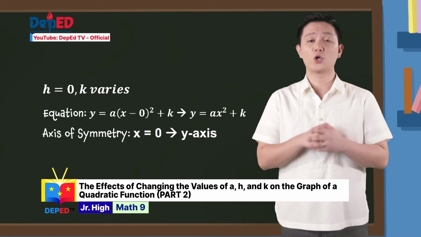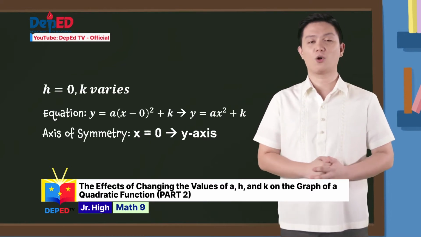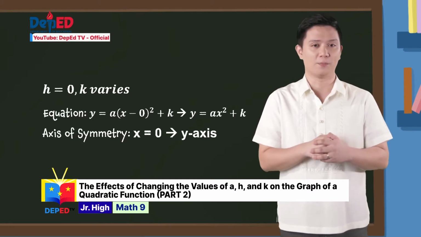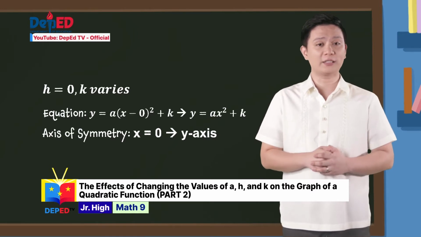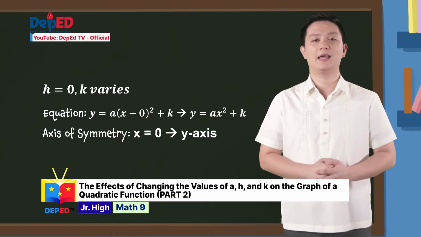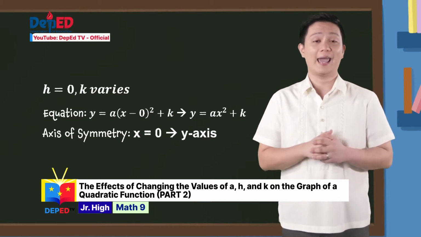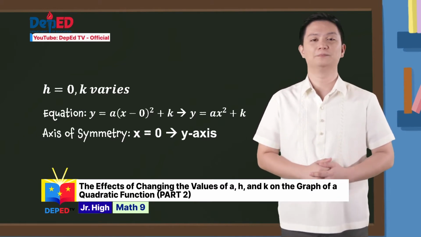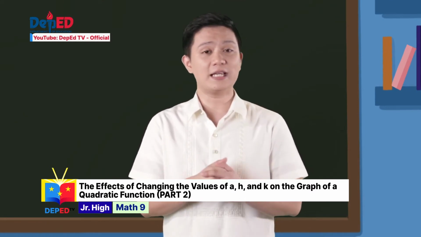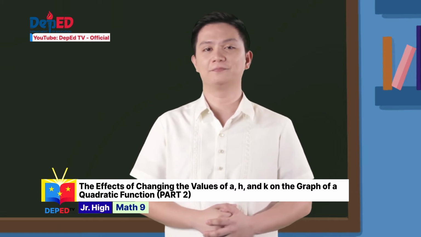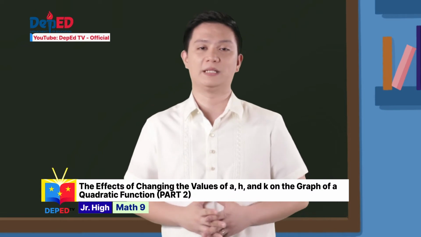This time, we're going to fix the value of the variable h, or of the x-coordinate of the vertex, at 0, and the value of the variable k, or of the y-coordinate of the vertex, varies. Hence, the function is of the form y is equal to ax squared plus k. Let us change the value of k in the parent function and see the effect on its graph. Also, let us assume that a is equal to 1 for simplicity.